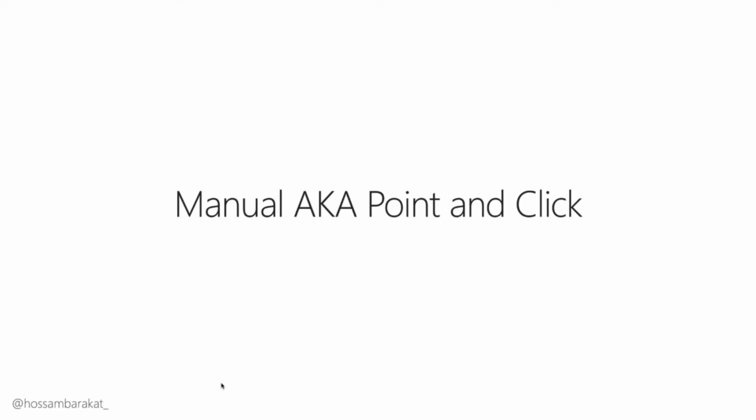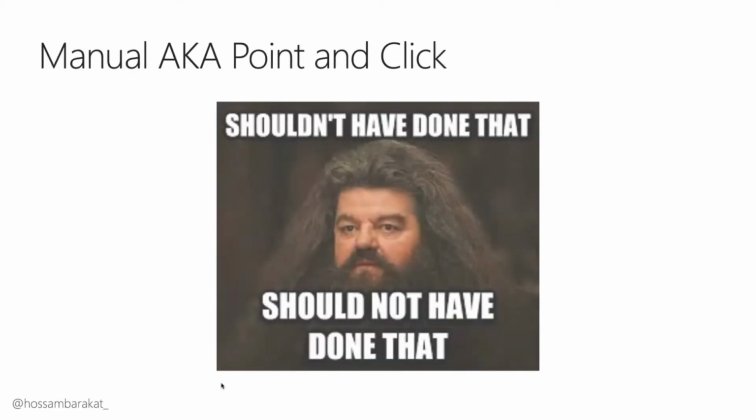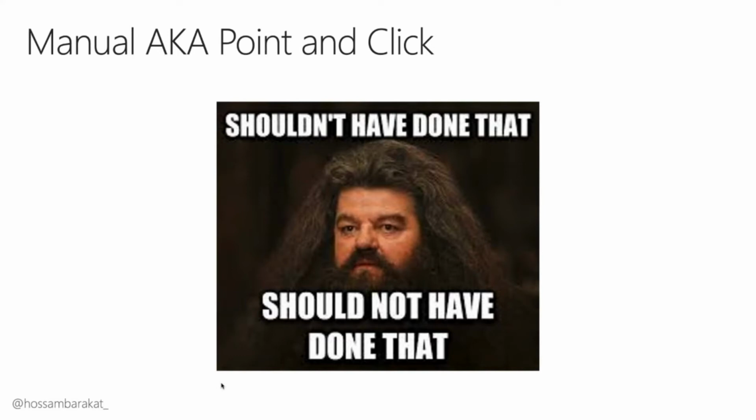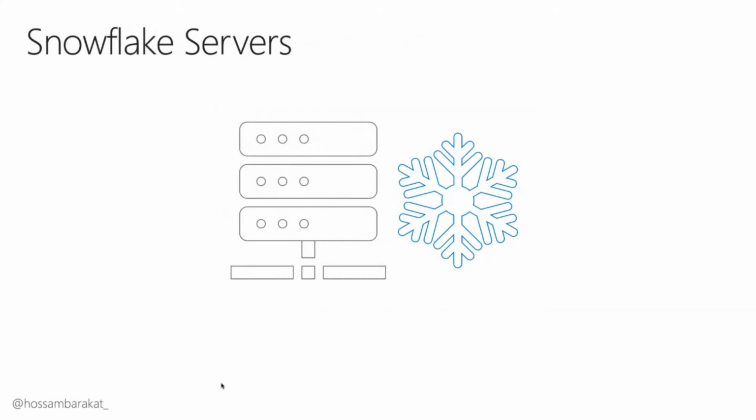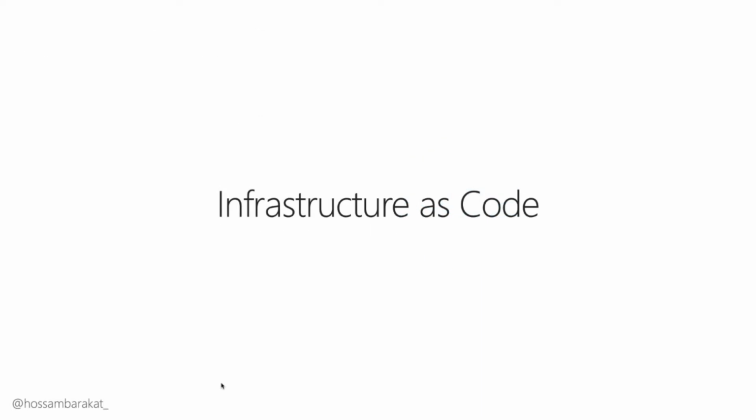But after a short time, we all learned that we shouldn't have done that, because all of these ClickOps resources tend to end up as Snowflake servers or Snowflake resources, where you have a production environment with a bunch of configuration totally different from UAT, dev, or pre-prod. And this is usually the source of bugs that are hard to reproduce and hard to troubleshoot. So as a community, we moved into the infrastructure as code approach.